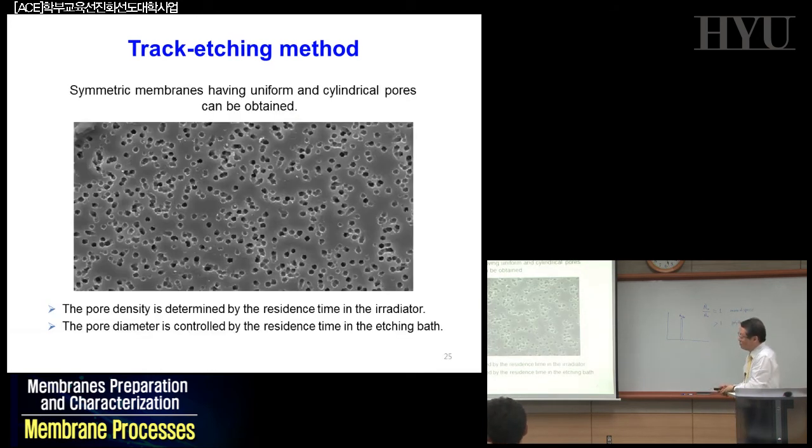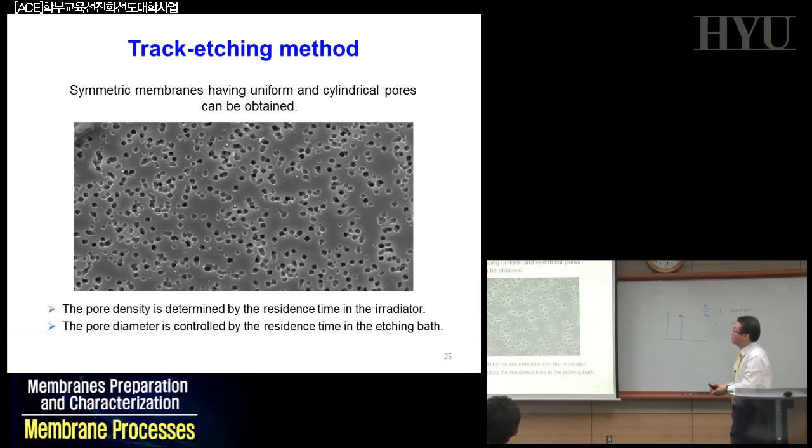So the pore density, in other words how many pores you have on the surface, is determined by the residence time in the irradiator, and the pore diameter is controlled by the residence time in the etching bath. By controlling the intensity and the time in your etching, you can make a porous membrane or a less porous membrane. It's like drilling your films.